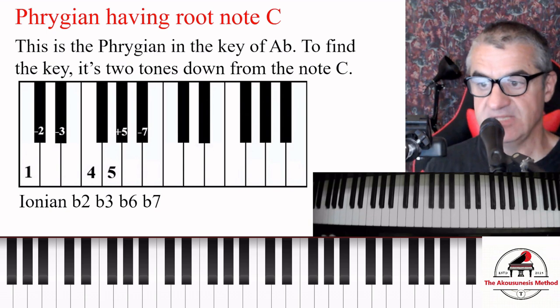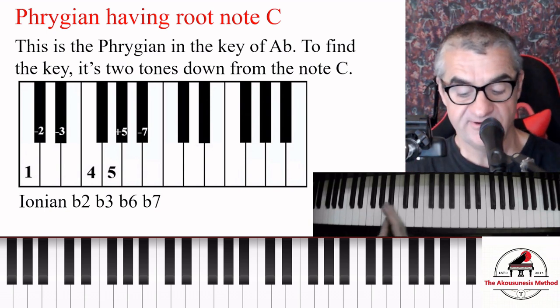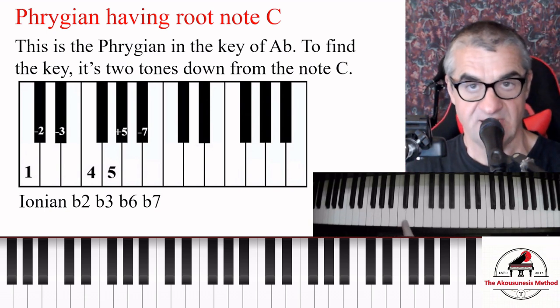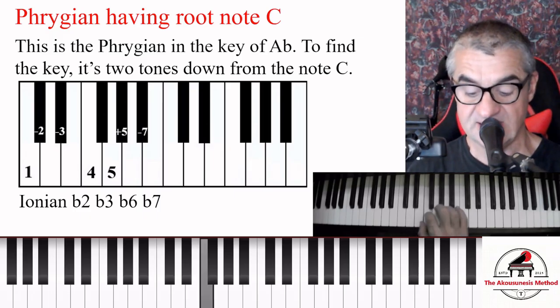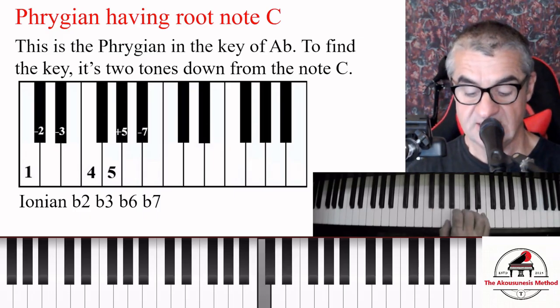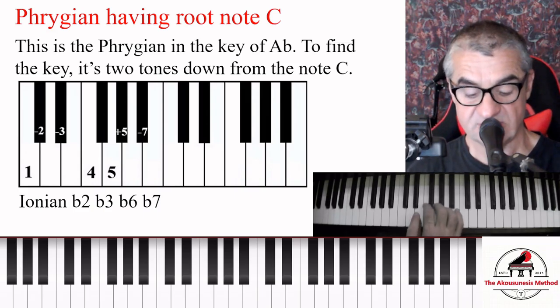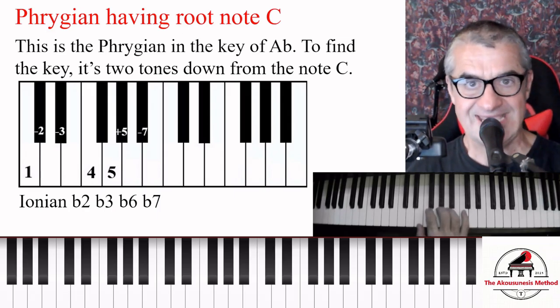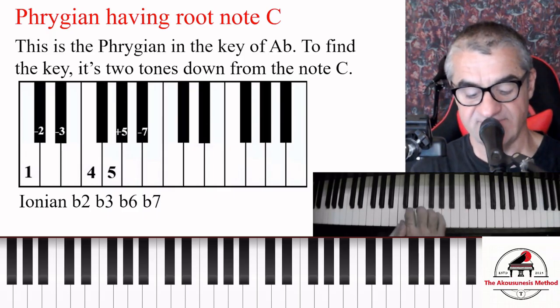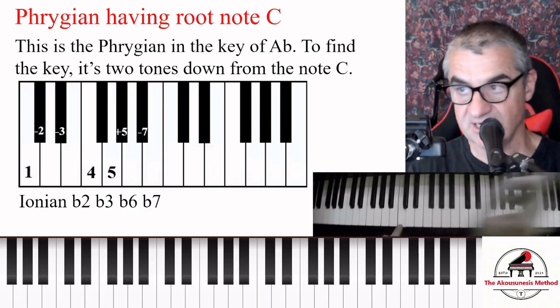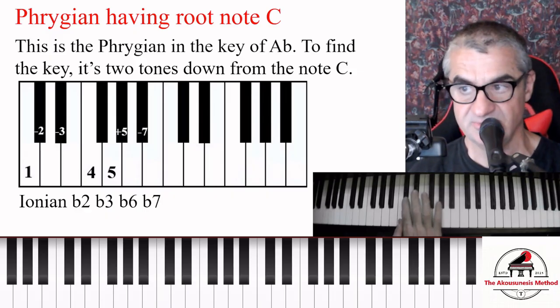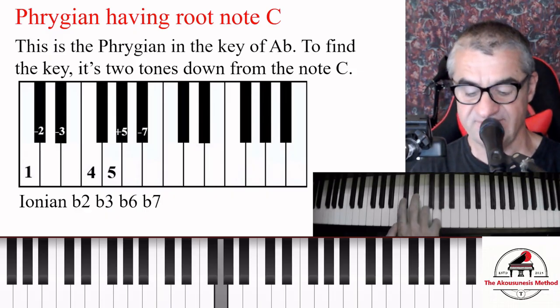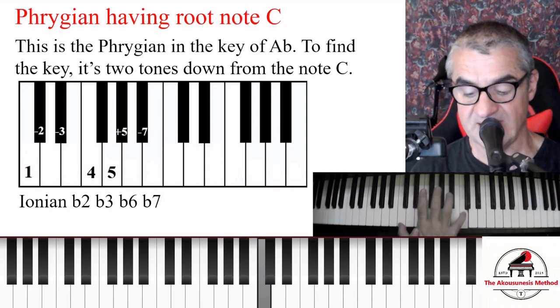So Phrygian now. Normally, if we're in the key of C, the Phrygian's a third: 1, 2, 3. We play from E to E. That's the Phrygian. Now if we write that down, we can see it's a 1, -2, -3, 4, 5, +5, -7, and a 1. We can write that down and then slide it over, and we'll see where the black notes are. So we've got a 1, -2, -3, 4, 5, +5, -7, and back to the C.